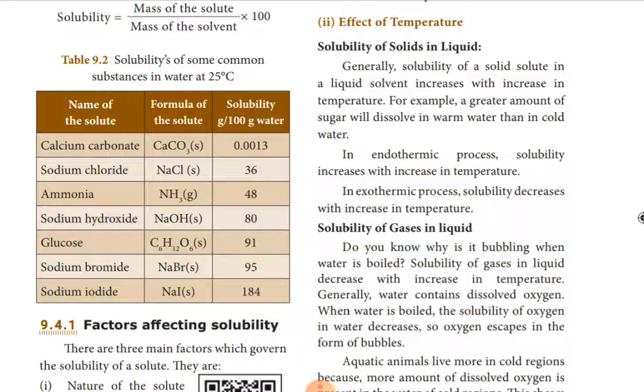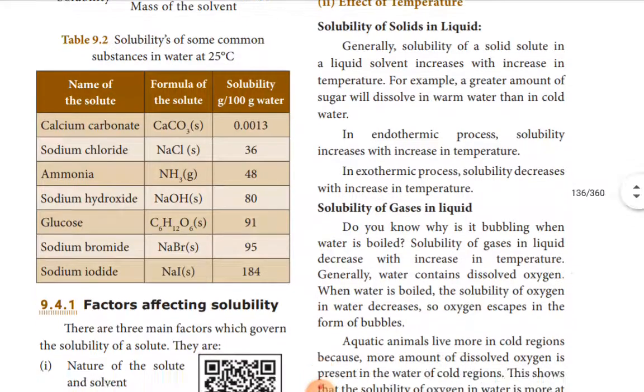sodium iodide in solid state, 184 gram. So see, the amount of sodium iodide is more than the amount of solvent. So that is the solubility of sodium iodide. 184 gram of sodium iodide can be dissolved in 100 gram of water to attain saturation. So out of this, in the tabular column, sodium iodide is the maximum amount of solid that can be dissolved in 100 gram of water at 25 degrees Celsius to attain saturation.